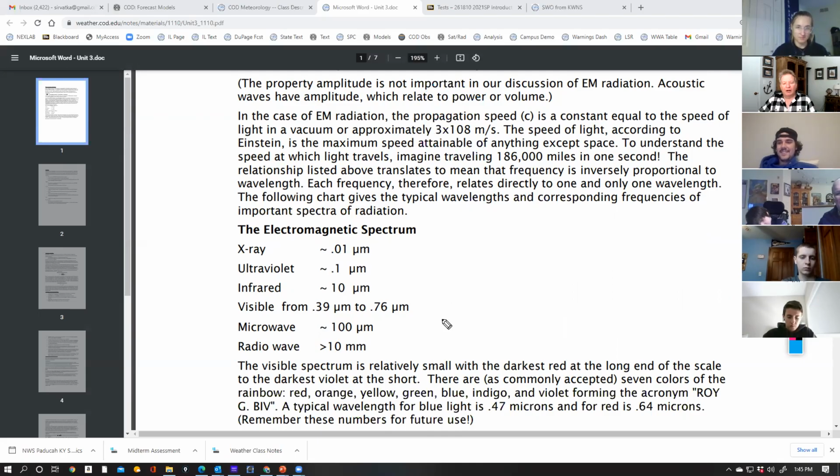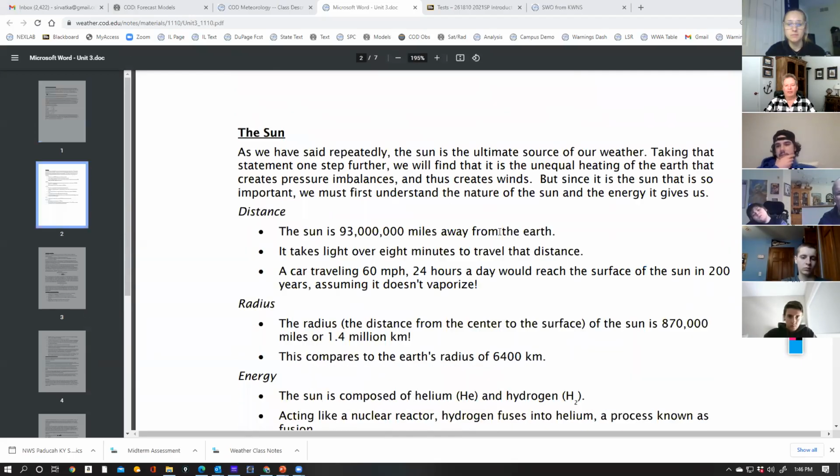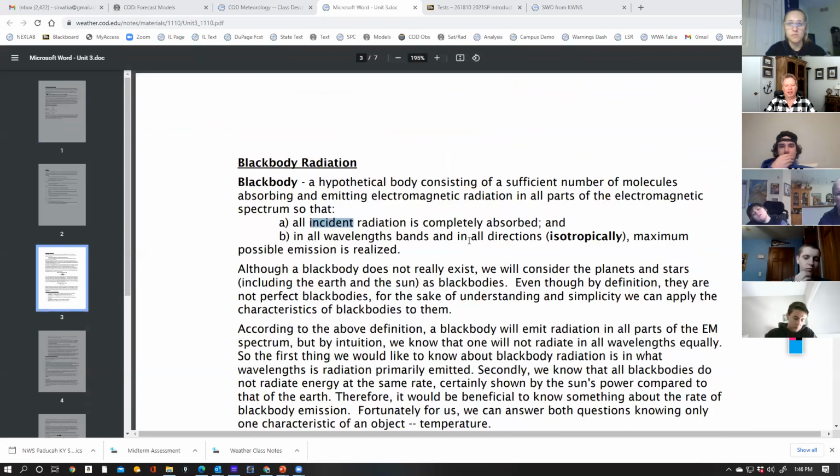Okay, so those are the wavelength bands. So it says over here that in all wavelength bands, maximum possible emission is realized. Okay, so what does that mean? What we need to think about is, do you think the sun gives off the same amount of visible light as it does ultraviolet radiation? Isaac, how do you answer that question?